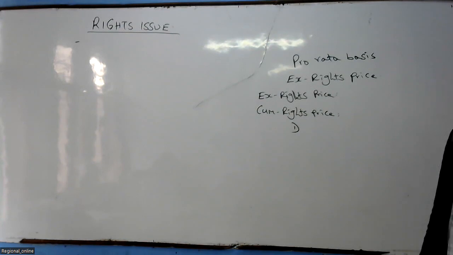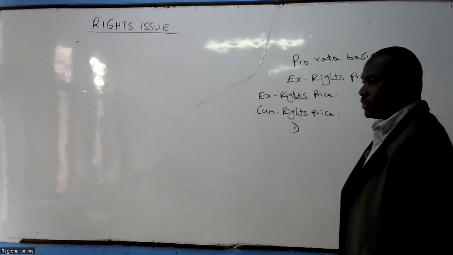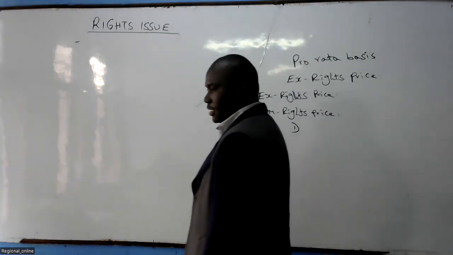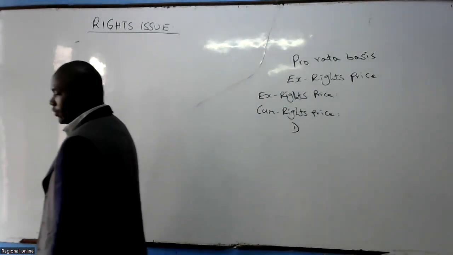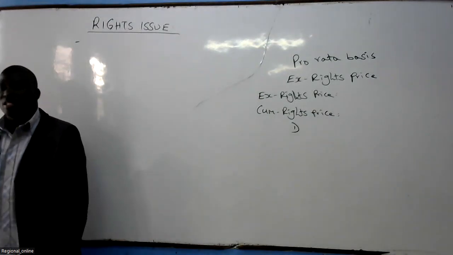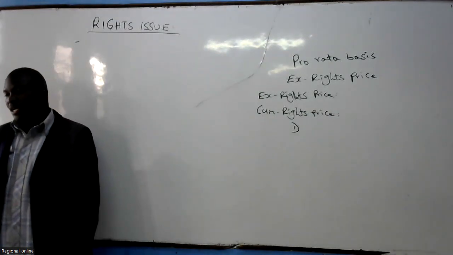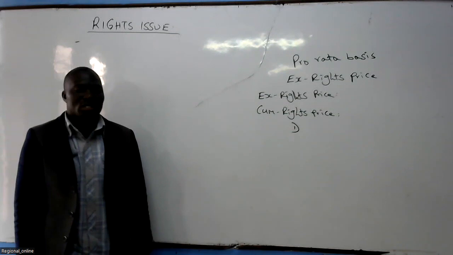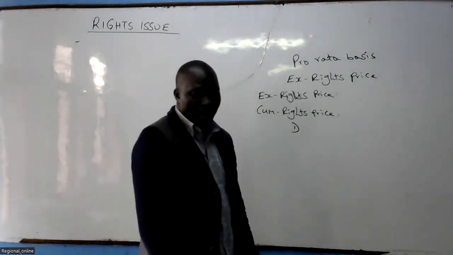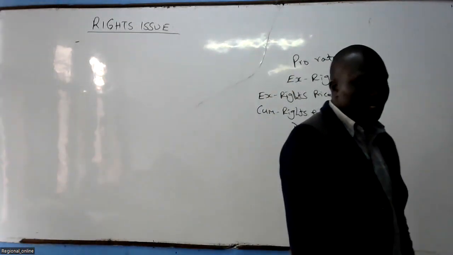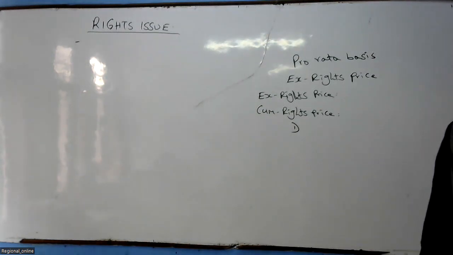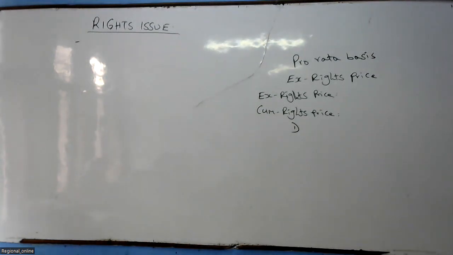So make sure you read about the advantages of the rights issue and also the disadvantages. We have advantages to the company and advantages to the shareholder. Also read the disadvantages in the notes, so make sure you go through that. Let's go to the first paper.